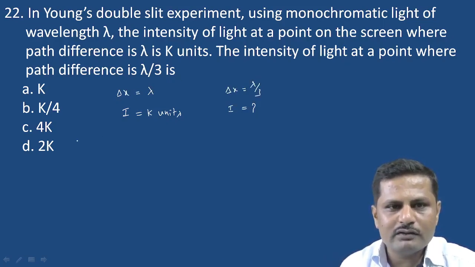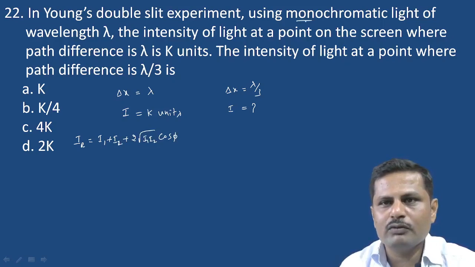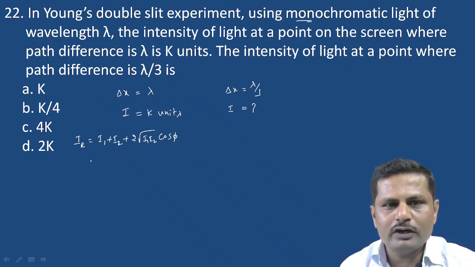As you know, the resultant intensity is equal to I1 plus I2 plus 2 root I1 I2 cos psi, where psi is the phase difference. I1 and I2 are equal because we are using monochromatic light. So whenever we are using monochromatic light, we can write I1 is equal to I2, so it will become 2I1 plus 2 root I1 square cos psi.